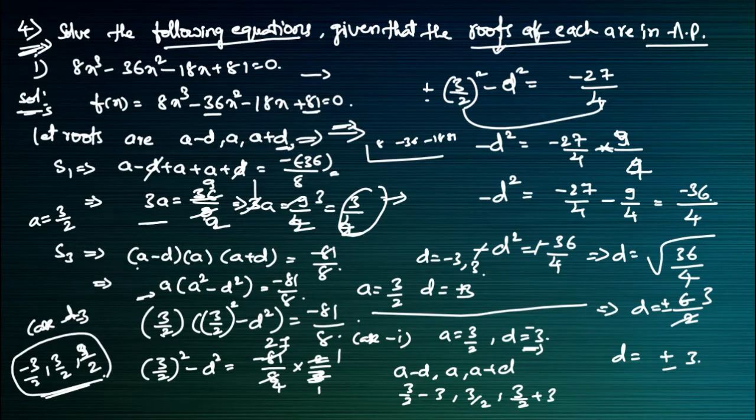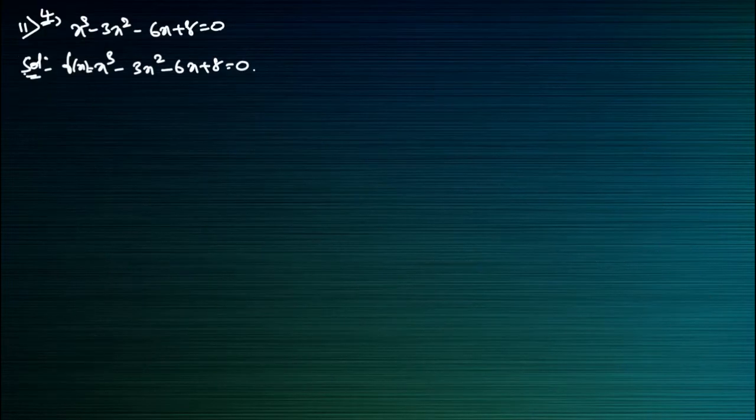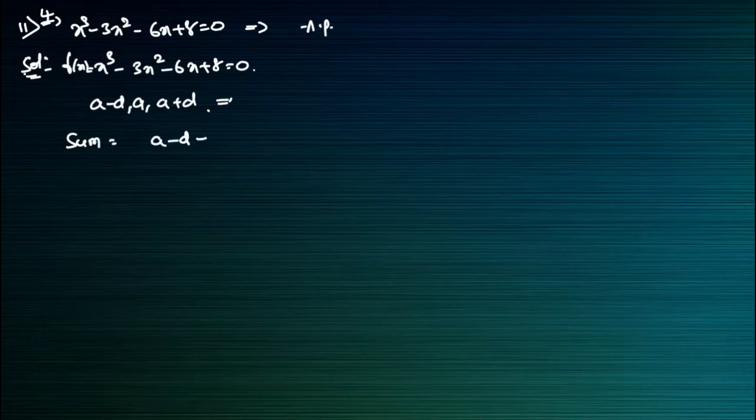Okay, now I will do the fourth question's second one. So I will do another easy process like this solution here. So what are the roots? It says that the roots are in AP, no? So AP means a minus d, a, a plus d. So these are the 3 roots here. Okay, now I will add these 3 roots. The sum of these 3 roots is equal to a minus d plus a plus a plus d here. Okay, so what will come here?